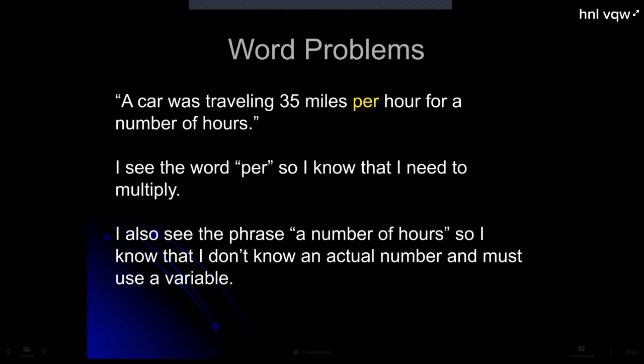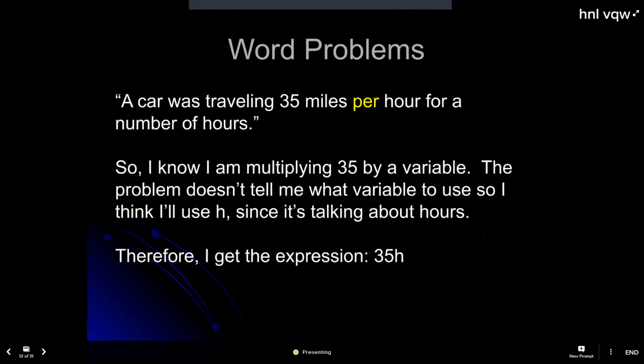Now, a lot of word problems aren't going to spell it out for you like that. It could just be a problem that says a car was traveling 35 miles per hour and they went however many miles. So you know that the thing you're missing is the number of hours. As you read the problem, sometimes you have to look for what's not written. And that ends up being your variable as well. So I know I am multiplying 35 by a variable. The problem doesn't tell me what variable to use, so I think I'll use h since it's talking about hours. Therefore, I get the expression 35h.